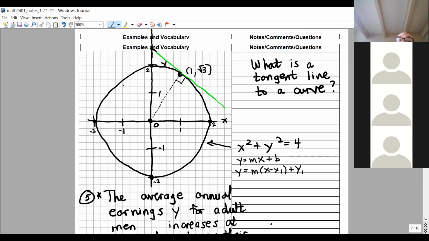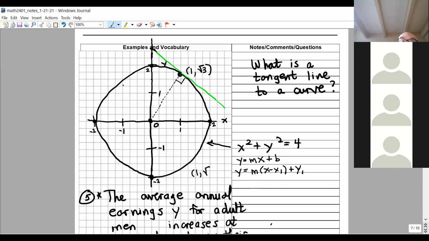Now I'm in business here, because do I know a point that's on my tangent line? Yeah, there it is. I want the tangent line at this point, so the tangent line has to contain this point, because the tangent line duplicates the circle at this point. If it's going to duplicate the circle at this point, it better contain that point, right? So now I have some information to start with. I know that the point (1, √3) has to be on my line. So I have values for x1 and y1.